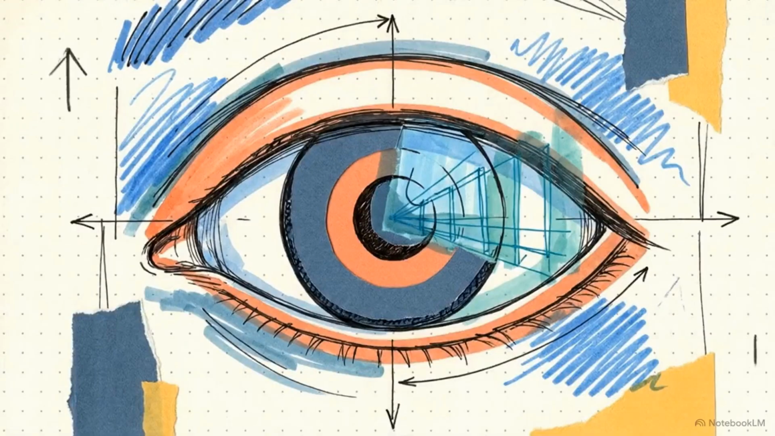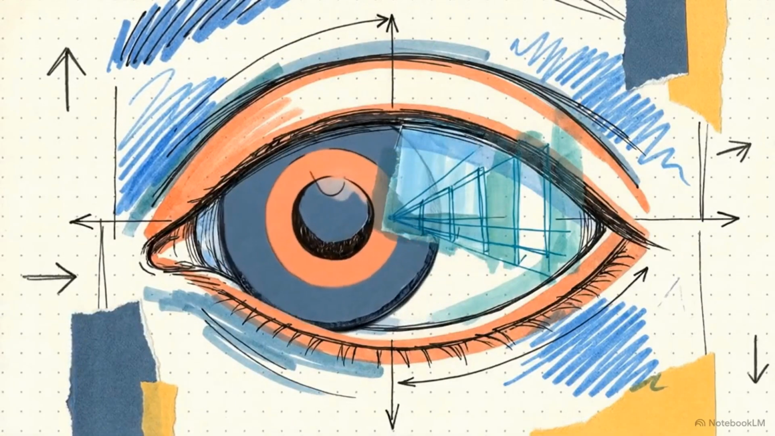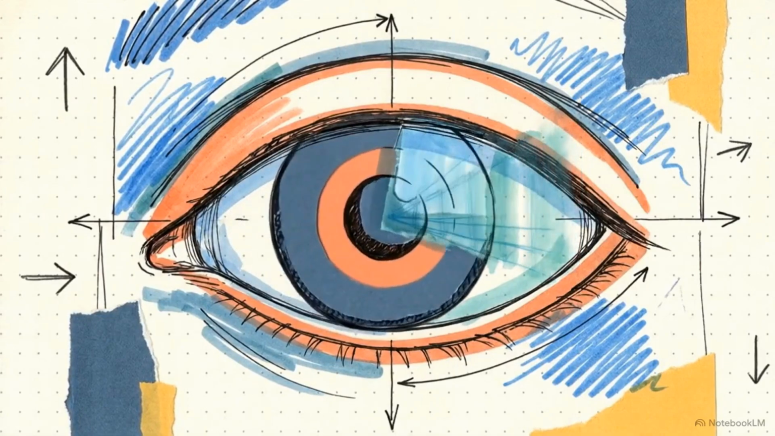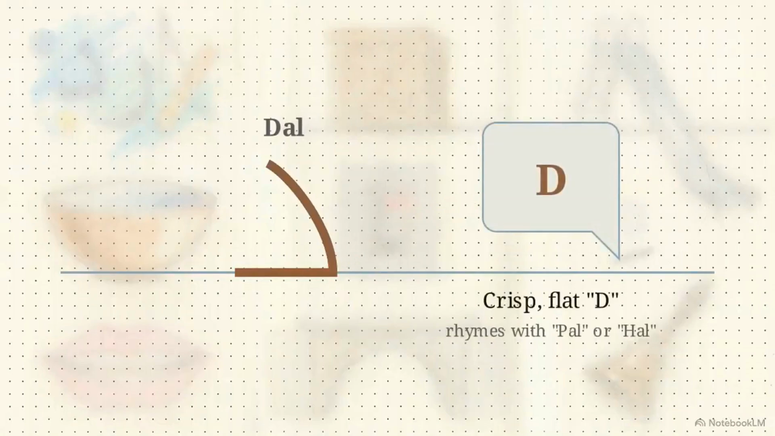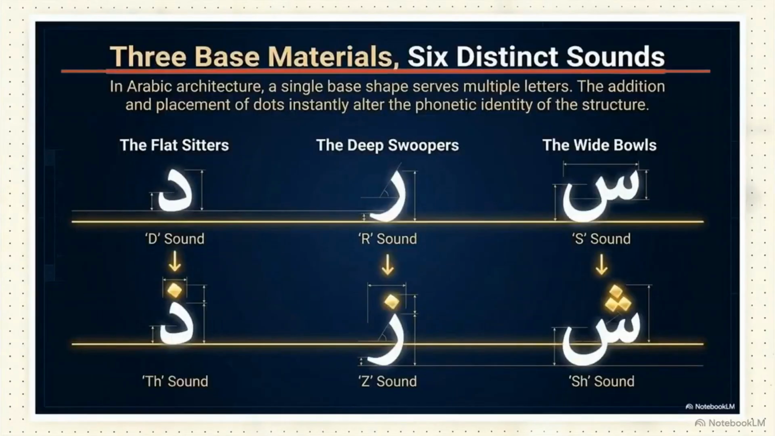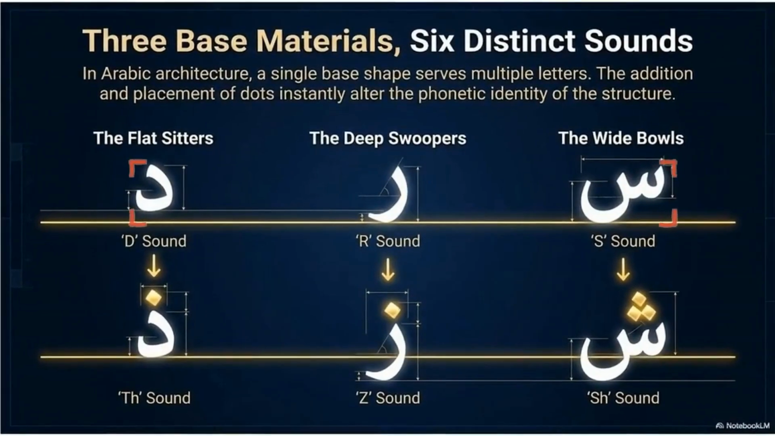Before you can even think about where to place your tongue, you have to accurately read the spatial cues on the page. Recognizing a letter's precise geometry is what allows you to trigger the correct vocal mechanics. This slide categorizes the next 6 letters of the alphabet, revealing an elegant architectural framework. We get 6 distinct sounds, but they are constructed from only 3 base materials: the flat sitters, the deep swoopers, and the wide bowls. The distinction comes purely from the addition of dots.